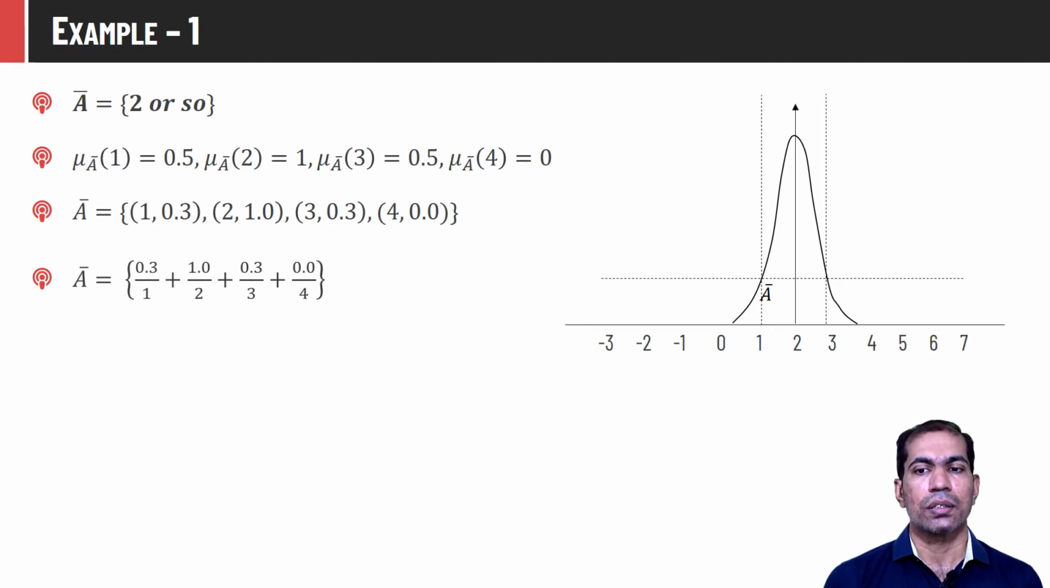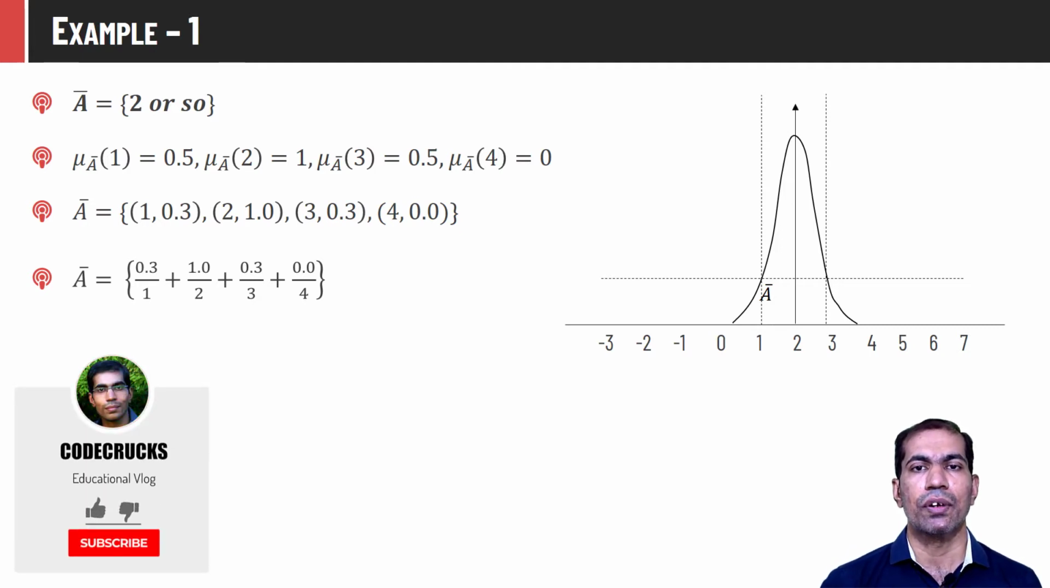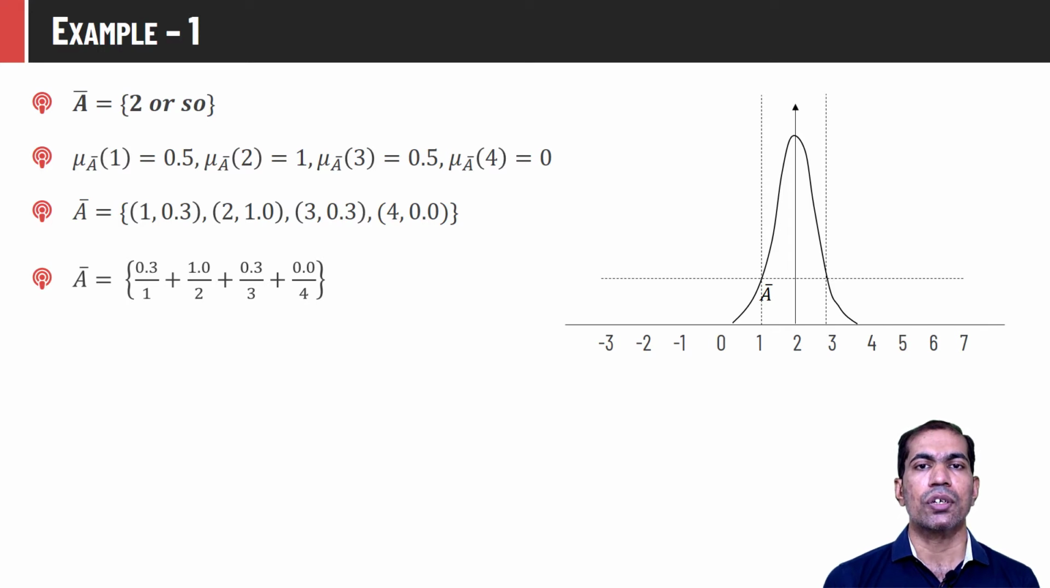A Gaussian distribution is used to model this function. As we can see, the element 2 has membership value 1. The elements on either side, that is 1 and 3, have membership value 0.3, and the rest of the elements have membership value 0. For discussion, I have added only one element, 4, with membership value 0 in the fuzzy set A bar.